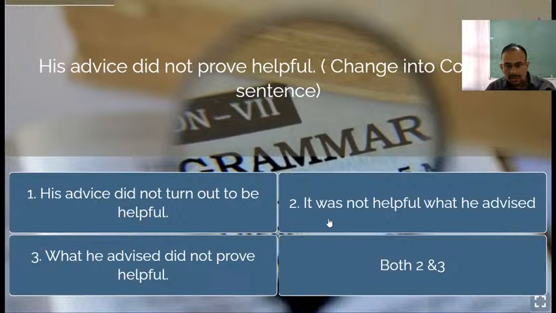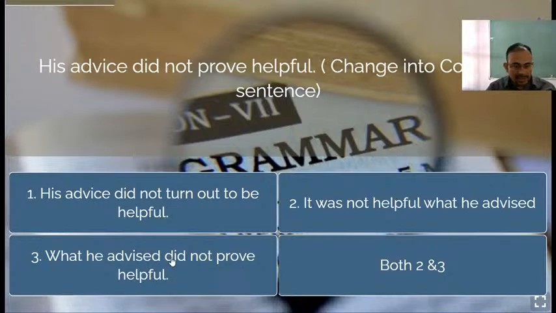See here, dear students, it was not helpful is the principal clause. What he advised is the subordinate clause. So we have got one example of a complex sentence. We have another example of a complex sentence here in number 3. What he advised did not prove helpful. So see, what he advised is the subordinate clause, did not prove helpful, the principal clause.